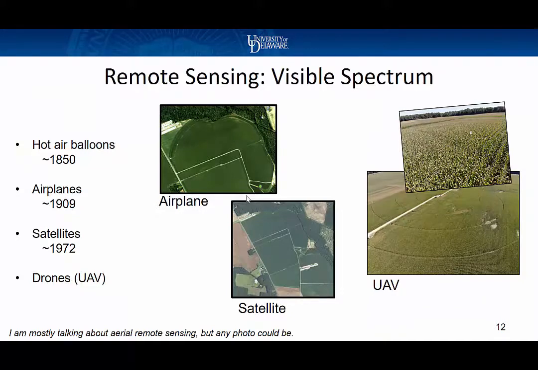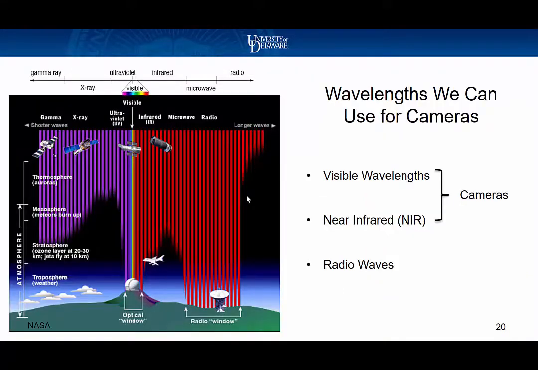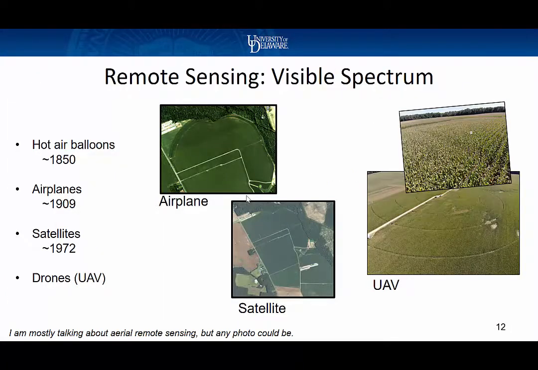All right, so then we get into the visible spectrum. So the visible spectrum is using cameras. The first remote sensing that would have been done was about 1850, when we had hot air balloons and cameras, and people went up and started taking pictures of the landscape. In 1909, we started using airplanes. Of course, a lot of that was in World War I and II, spy photographs.